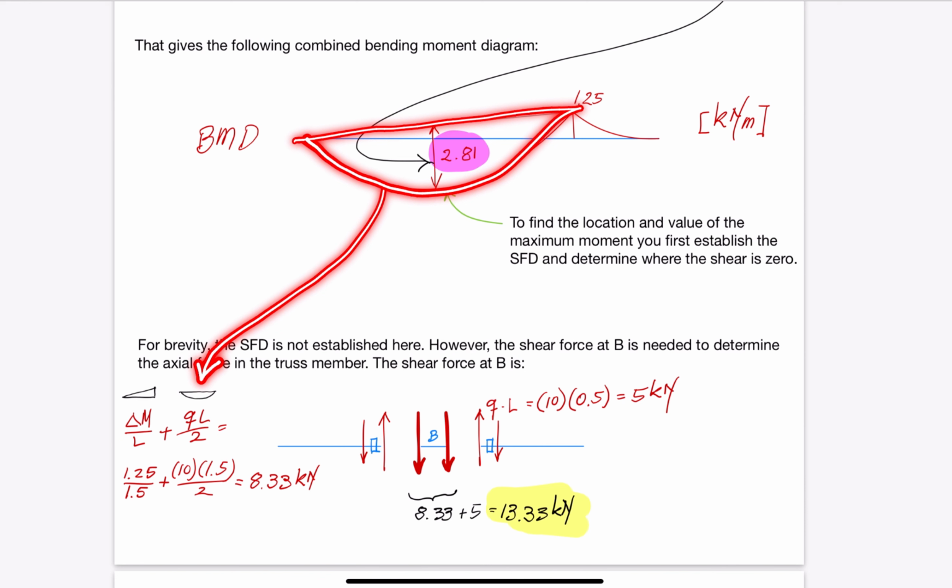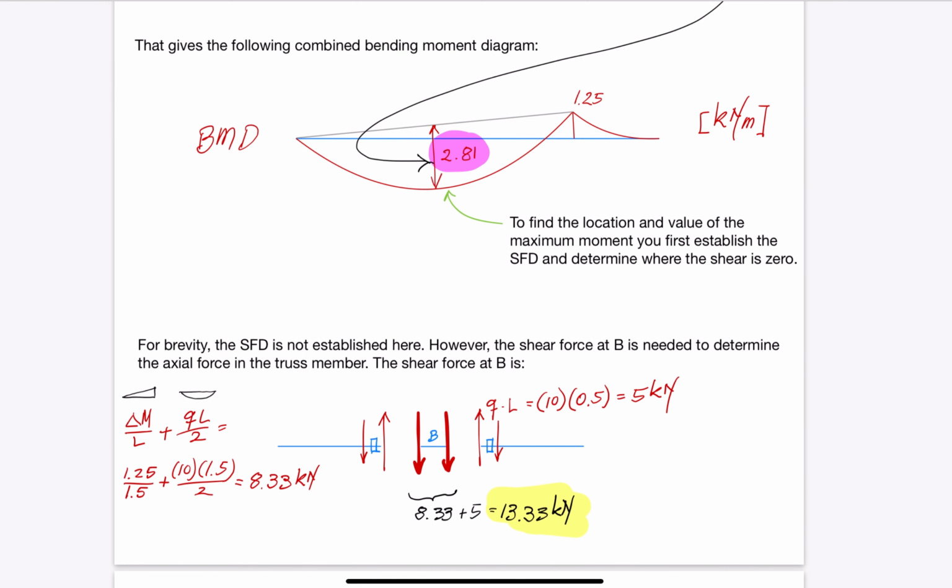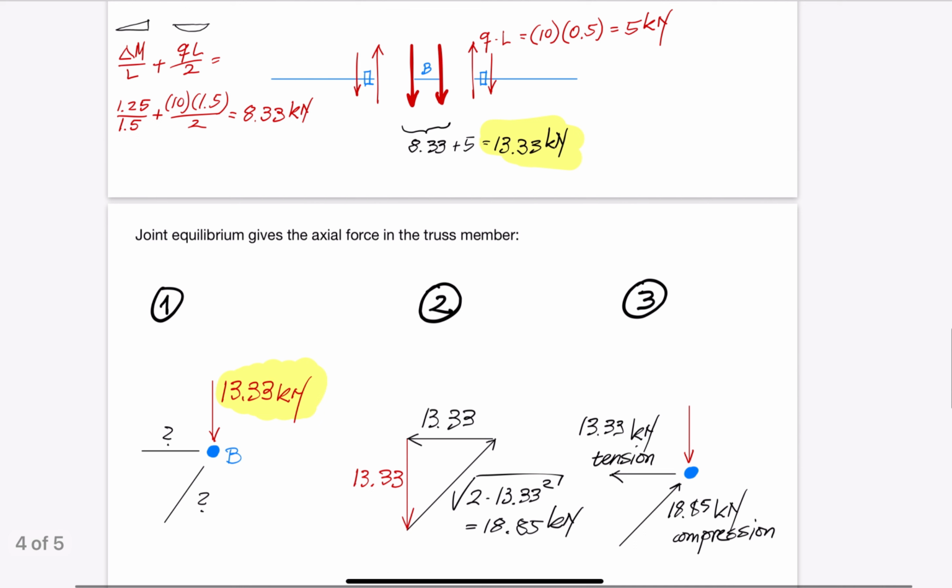The other portion of the bending moment diagram for that beam is a QL squared over 8 parabola. The associated shear force is QL over 2, as shown here. The total shear force is 8.33 counterclockwise. When we transfer those shear forces from the members to the joints, then we see that both are pushing the joint downwards. The next slide considers equilibrium of that joint in order to determine the axial force in the inclined truss member. Notice that the total shear force of 13.33 kN is known, while the axial force in the truss as well as the horizontal beam is unknown.